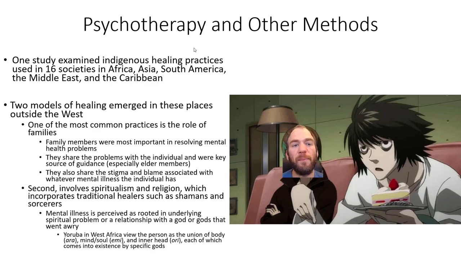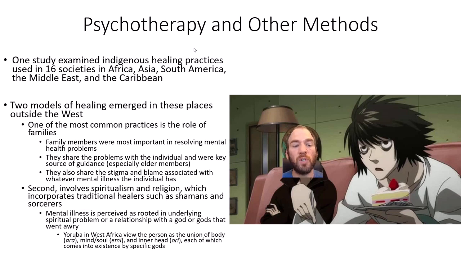So one study examined indigenous healing practices used in 16 societies in Africa, Asia, South America, the Middle East, and the Caribbean. Two models of healing emerged in these places outside the West. One of the most common practices is the role of families. Family members were most important in resolving mental health problems. They shared the problems with the individual and were a key source of guidance, especially elder members. They also shared the stigma and blame associated with whatever mental illness the individual has.